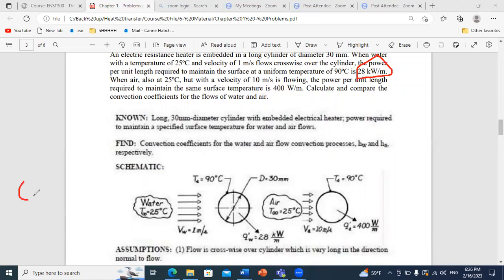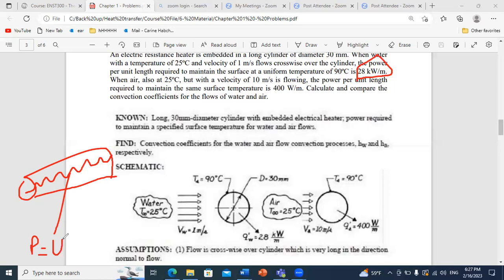So we have a long cylinder, okay? We have a cylinder, and inside this cylinder, we have an electrical resistance, and we can pass a current within the electrical resistance to produce a power. You know, in general, if you want to calculate the power, if they don't give it as a value, they can give you the resistance and the current. You know from electricity that the power is U times I, okay? Which is delta V, the voltage, times the intensity of the current.